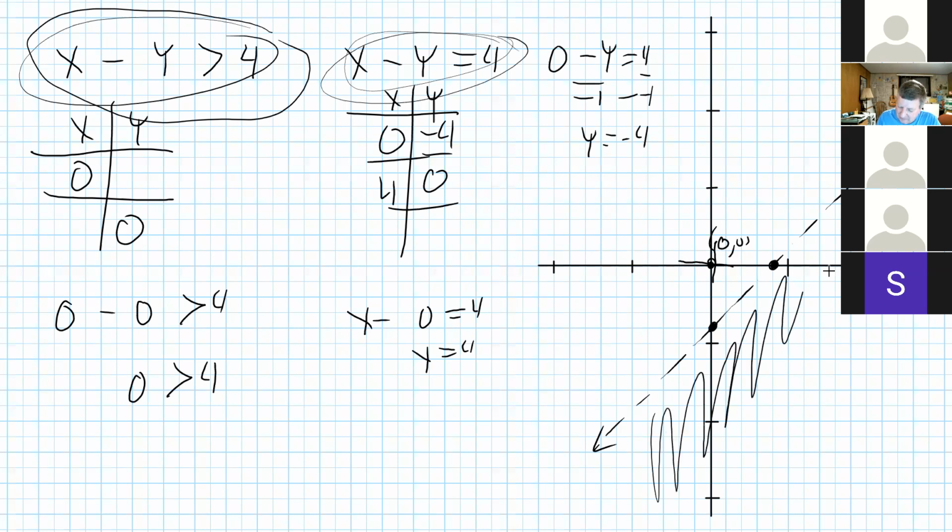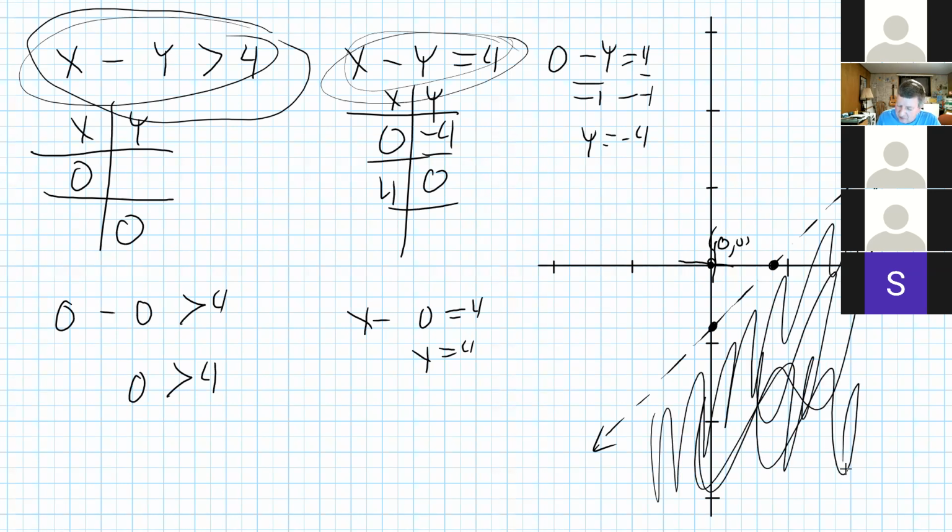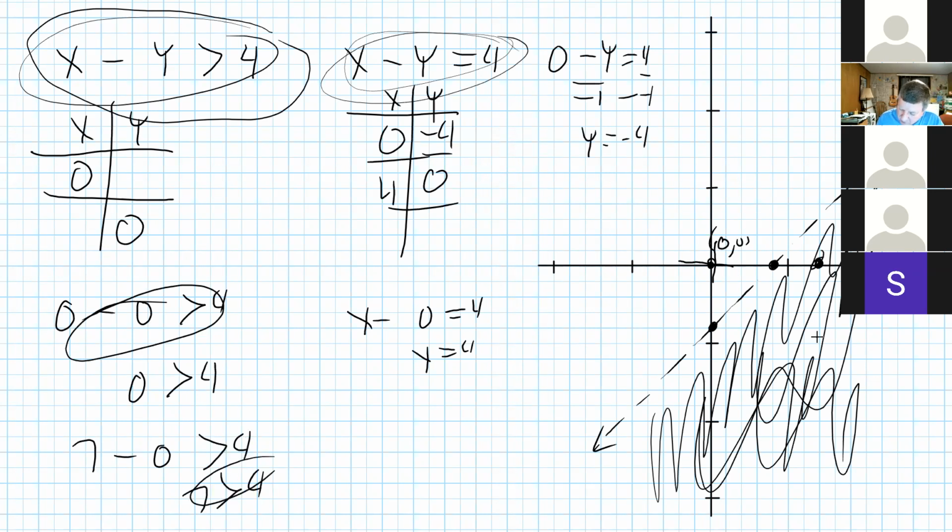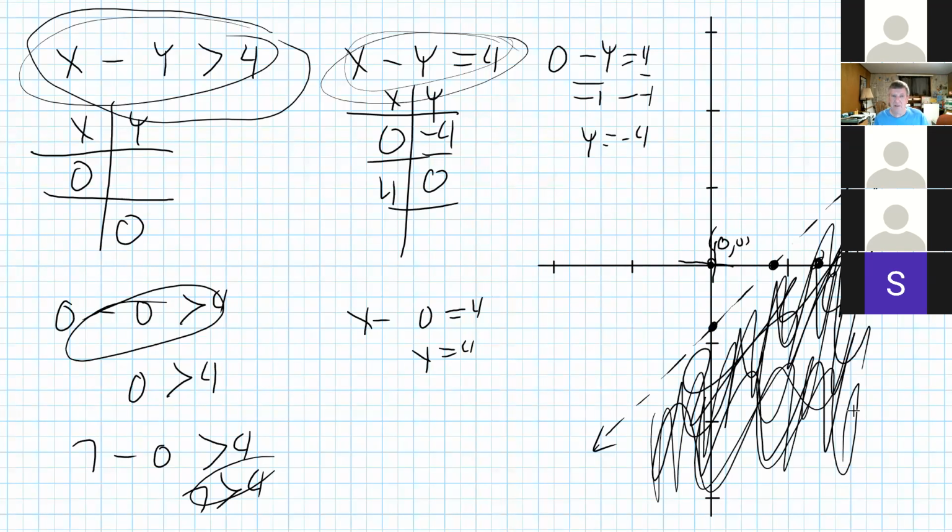Okay? And if you're a little uncertain, pick a point over here. How about, let's see, that would be 7, 0. Okay? If I try 7, 0, 7 minus 0 greater than 4, 7 greater than 4, that's true. That points to the solution. So my solution is everything below the line.